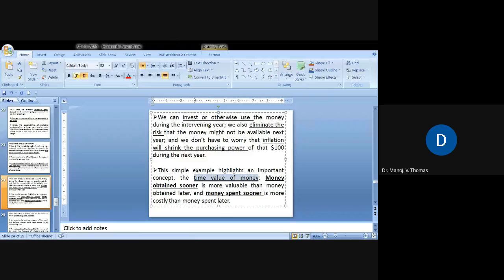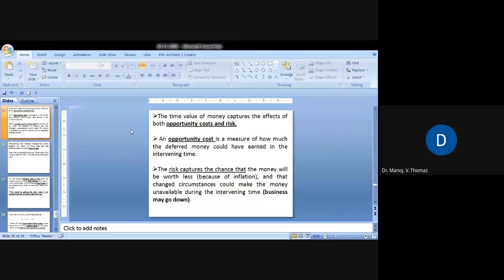So this also you should be careful about. The time value of money captures the effects of both opportunity cost and risk. So opportunity cost and risk. Opportunity cost is a measure of how much the deferred money could have earned in the intervening period. Intervening period, say for example, after 1 year. Say today I am giving you 100 rupees, $100.